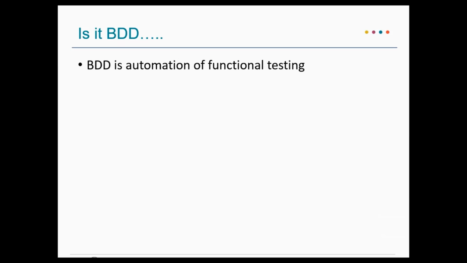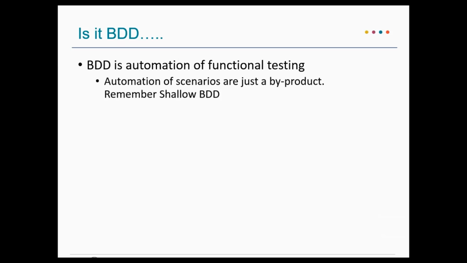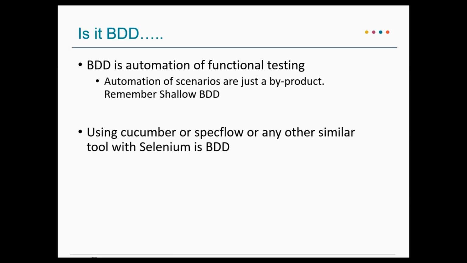Is it BDD if we think that BDD is automation of functional testing? That understanding is not correct. Automation of scenarios is just a byproduct, and that is what I am going to use. Whatever byproduct I get through BDD, I am going to use in the test pyramid. But that is not the whole of BDD. BDD's primary objective is something different, which I will explain.